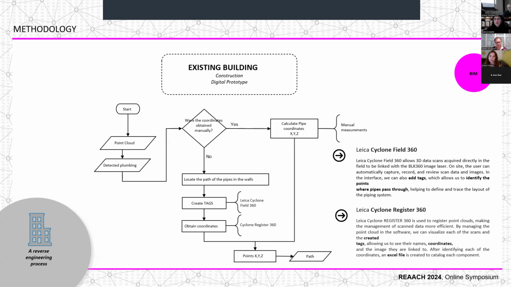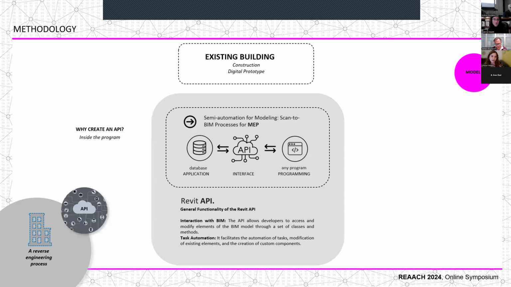After tagging, we can use Leica Cyclone REGISTER 360 to register the point cloud, enhancing the management of the scan data. This software allows us to visualize each scan and the created tags, displaying their names, coordinates, and the associated image. Once the coordinates have been identified, an Excel file is generated to catalog each component, including their position and their coordinates.